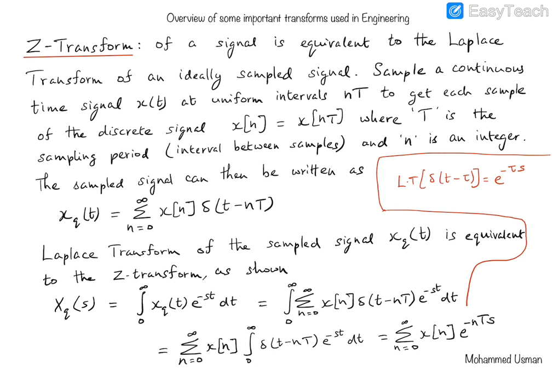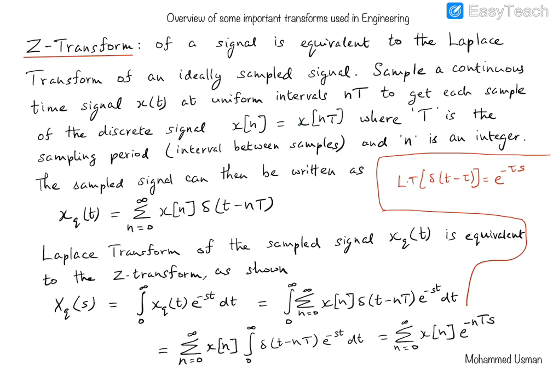To prove that fact, we are going to take a signal x of t and sample it at uniform intervals nT, so that we get each sample x of n as x of nT, where T is the spacing between the samples, and n is an integer. So our samples x of 1 will be the value x of 1T, x of 2 will be x of 2T, and so on.